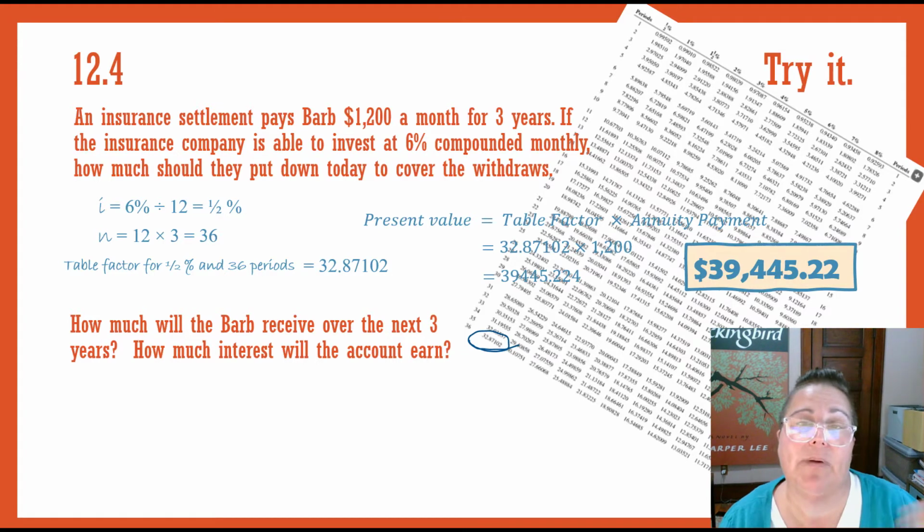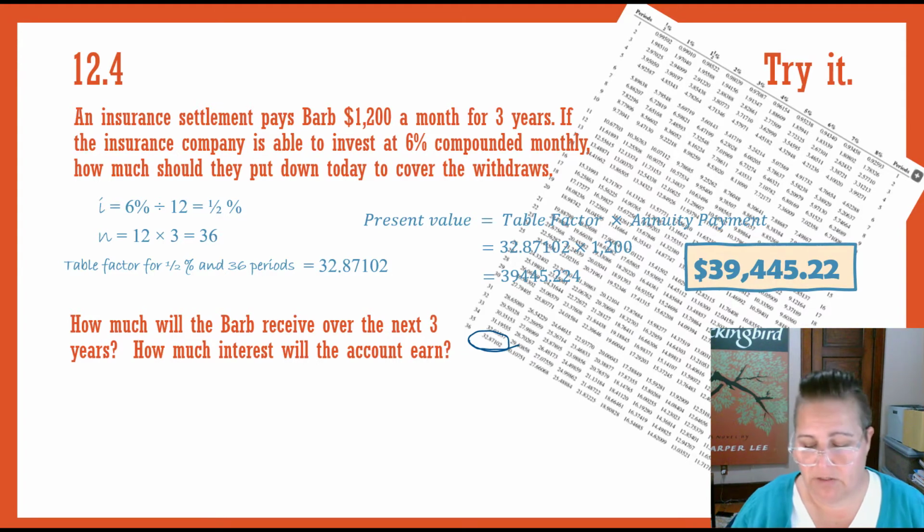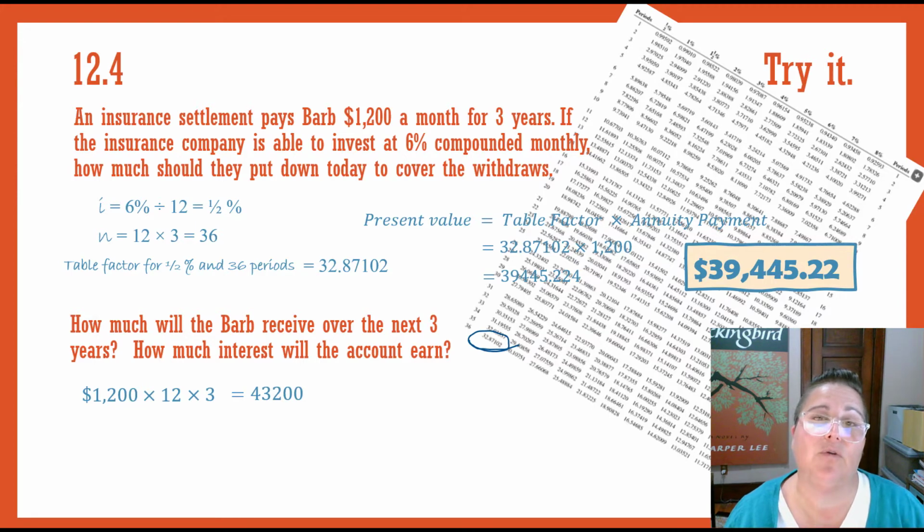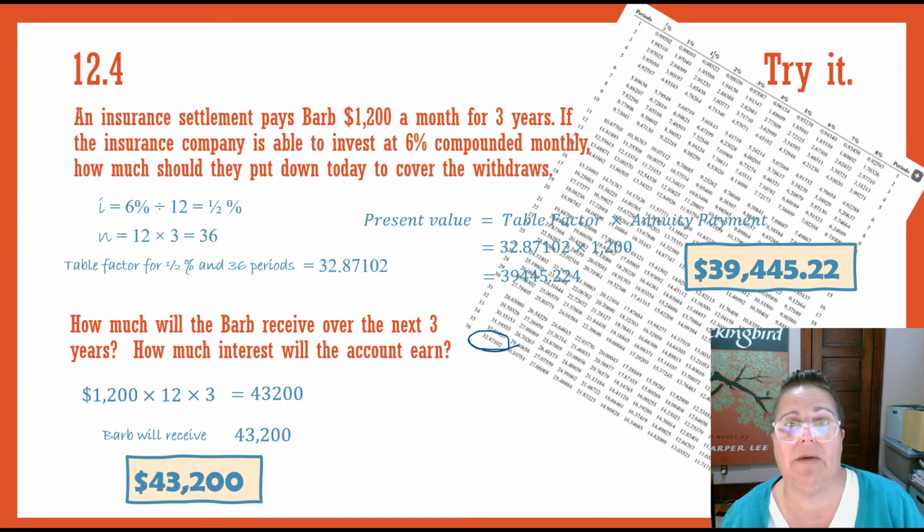Now, how much is Barb going to receive over those next 3 years? Well, Barb's going to get $1,200, 12 times a year for the next 3 years. So Barb is actually going to collect $43,200. That's more than the amount of money they put away. And that's okay, because they're going to put that $39,000 away and it's going to earn interest. And that's going to offset that first $1,200 that they pay Barb.